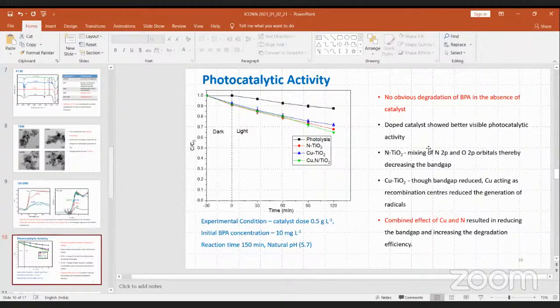Okay. So relative performance of these three catalysts, and it was found that there was no obvious degradation of BPA in the absence of the catalyst, that is photolysis, and maximum degradation was observed for co-doped catalyst due to the combined effect of copper and nitrogen resulted in reducing the band gap.